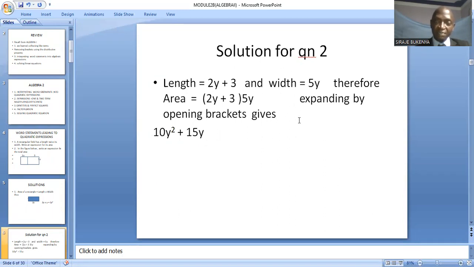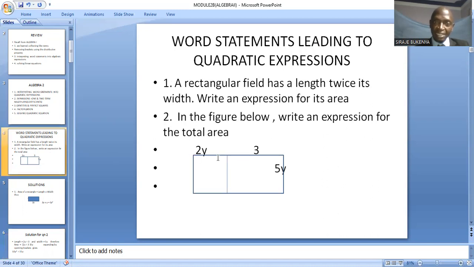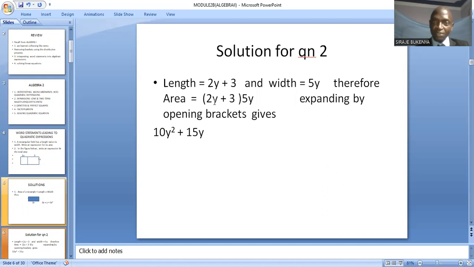If you look at the figure that we were looking at the other time, this length now will be 2y plus 3, and the width is 5y. Therefore, the area will be 2y plus 3 in brackets multiplied by 5y. Expanding that, you open brackets, which means 5y multiplied by 2y, you get 10y squared, and 5y times 3 is 15y. So that's the expression.